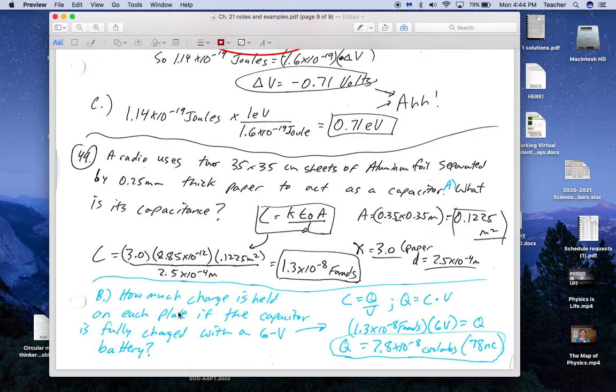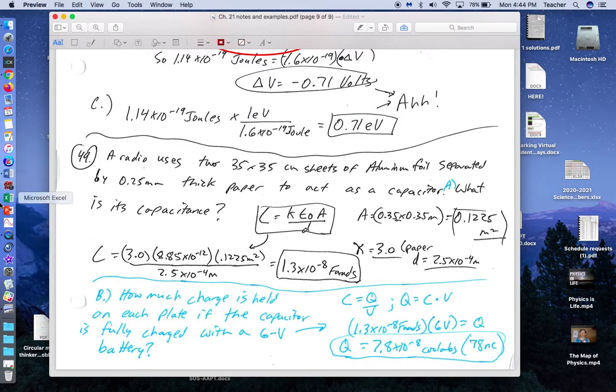The second part of this says how much charge would be held on each plate if the capacitor is fully charged with a 6-volt battery. So now we go back to the capacitor formula we've seen before: charge over voltage. Rearranged, charge is equal to capacitance times voltage. We figured out the capacitance up here, and the 6-volt battery is here. So that tells us how many coulombs of charge could be held on each plate if this capacitor was fully charged.